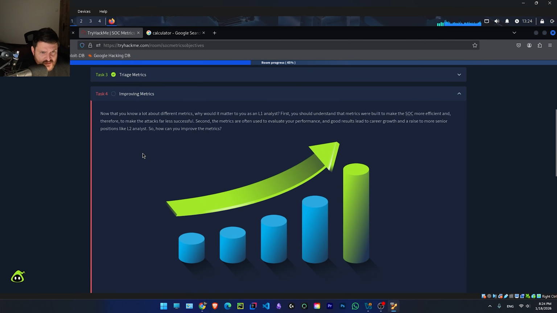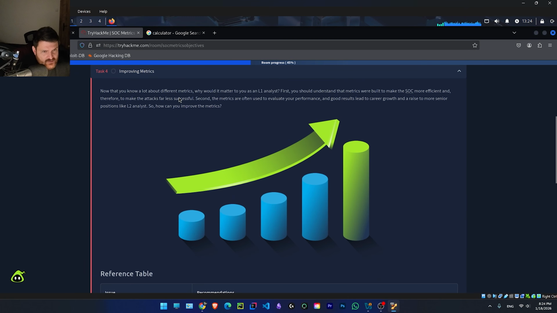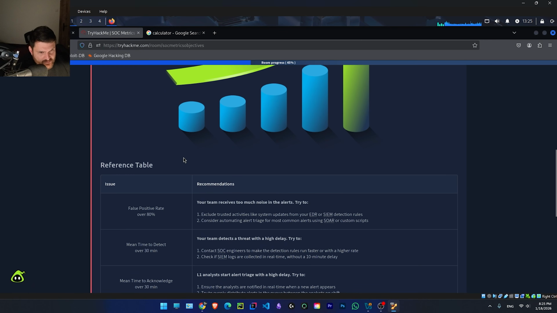Task number 4, improving metrics. Now that you know a lot about different metrics, why would it matter to you as an L1 analyst? First, you should understand that metrics were built to make the SOC more efficient and therefore to make the attackers far less successful. Second, the metrics are often used to evaluate your performance, and good results lead to career growth and a raise to more senior positions like L2 analyst. So how can you improve the metrics?